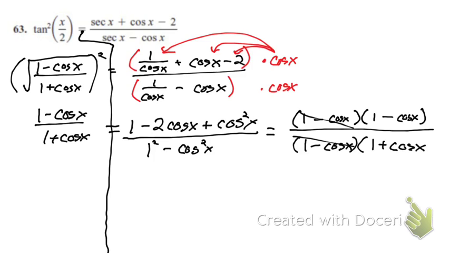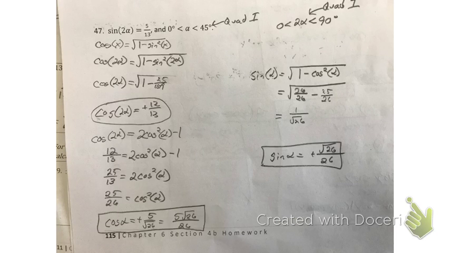All right, other questions? Jack. 47. All right, 47 starts out with sine 2 alpha equals 5 over 13. I said in those problems you have to know cosine 2 alpha. It is the key to getting sine alpha and cosine alpha. So anytime you see sine 2 alpha equals 5 over 13, you have to think to yourself, I need to get cosine 2 alpha.